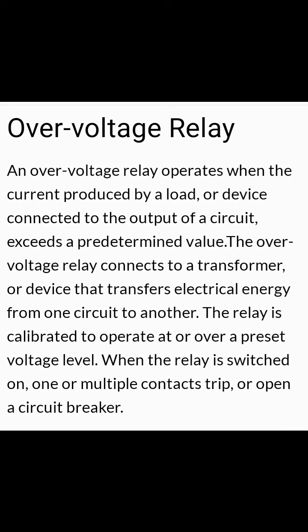Now the next relay is the over voltage relay. An over voltage relay operates when the voltage produced by a load or device connected to the output of a circuit exceeds a predetermined value. The over voltage relay connects to a transformer, a device that transfers electrical energy from one circuit to another. The relay is calibrated to operate at or over a preset voltage level. When the relay is switched on, one or multiple contacts trip or open a circuit breaker.